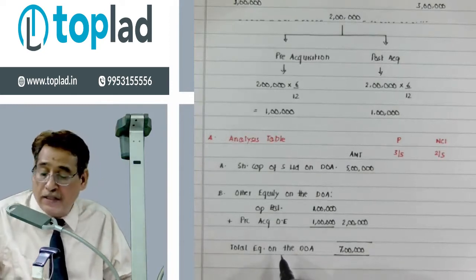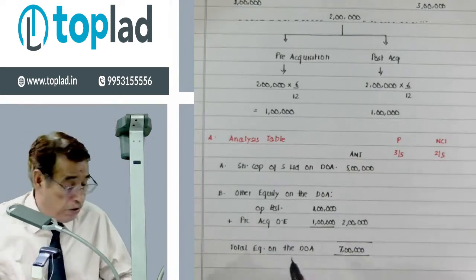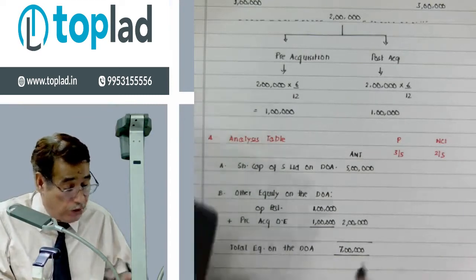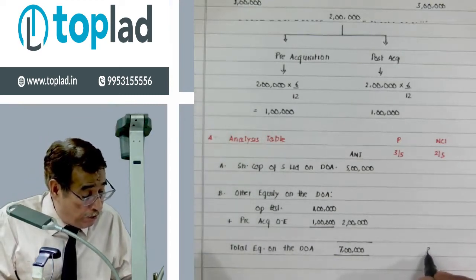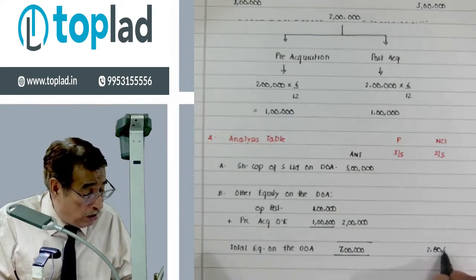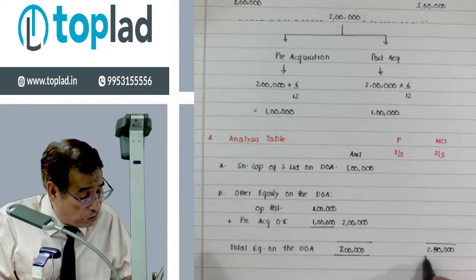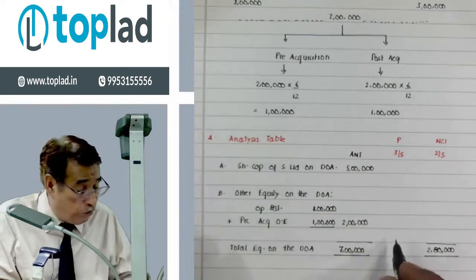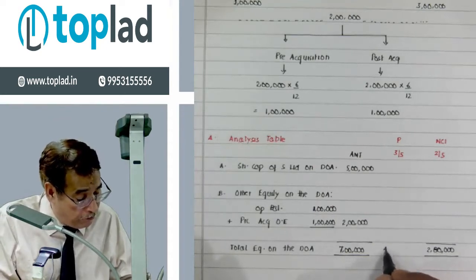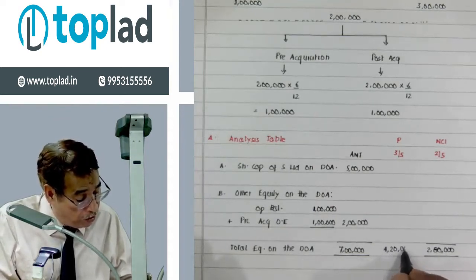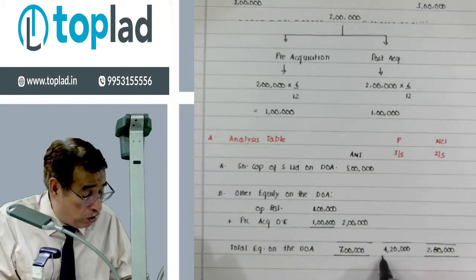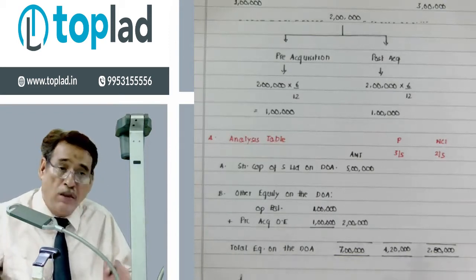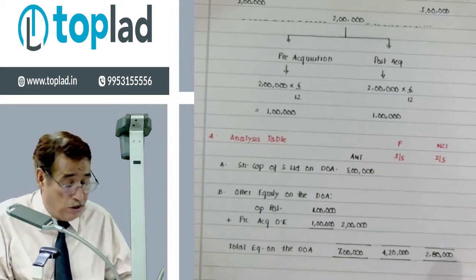Now if I divide 7 lakh, fortunately I have the calculator. 7 lakh divided by 5 into 2 will be 2,80,000. So the share of NCI in the equity on the date of acquisition is 2,80,000. Correct? 7 lakh minus 2,80,000 is 4,20,000, that means 3/5 of 7 lakh. 4,20,000 will become the share of parent in the equity on the date of acquisition. That is very important. Is it clear to you or not?